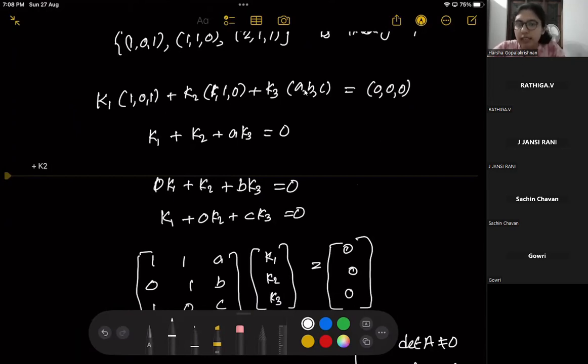But what we want is linearly dependent. So the problem is we should start with the determinant of A is 0. If determinant of A equal to non-zero, we are ending with the K1, K2, K3 equal to 0. But in question, we need to find the condition for the dependency. So we will start with the determinant of the matrix is 0. Okay, is that fine now?